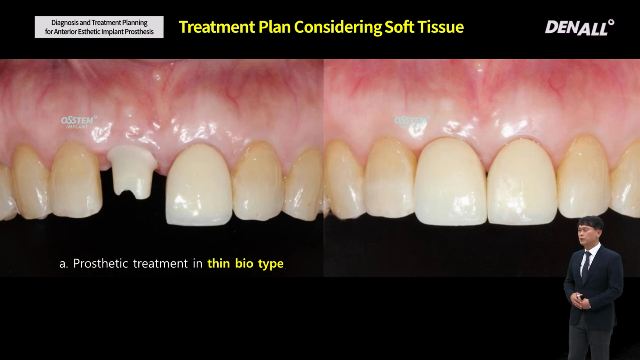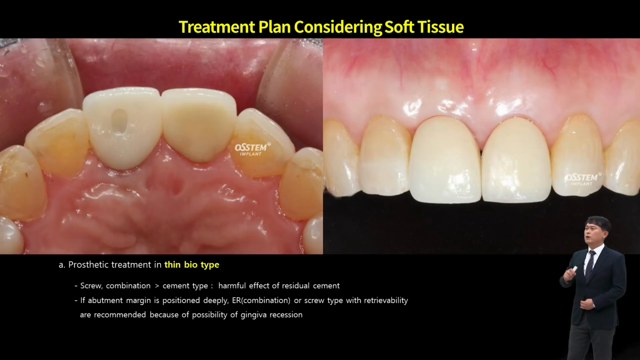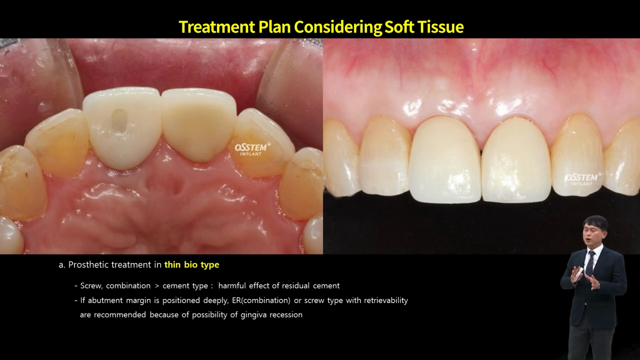In thin biotype patients, implant placement depth and distance to the buccal wall need to be emphasized. There needs to be a screw hole on the lingual side. Implant angulation is something that we need to pay more attention to. Prosthesis, contour, and screw type. You can use ER type as well.